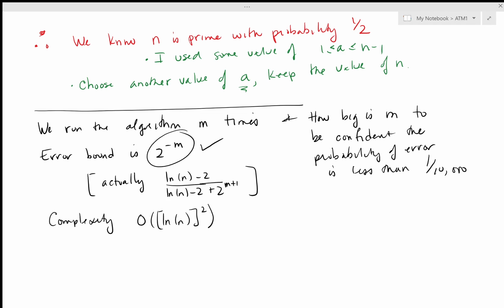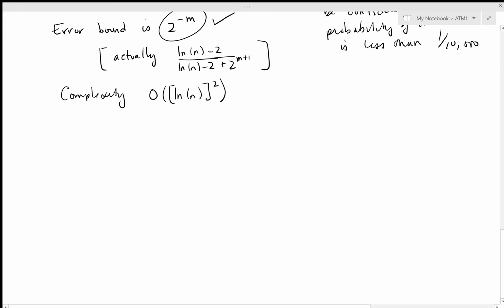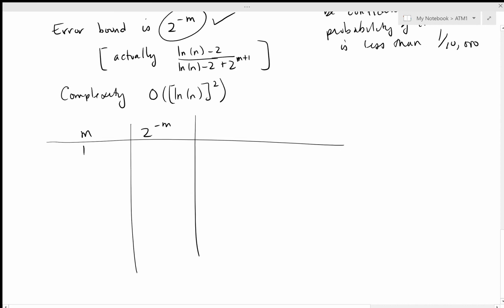The final thing we'll do here is take a look at what happens as you run the algorithm. You are looking at the probability of having an error. If you run the algorithm once, I calculate 2 to the minus m, and then I have the tighter bound. The probability that you're wrong is 0.5. Then you run the algorithm a second time, and the probability that you're wrong is 0.25.